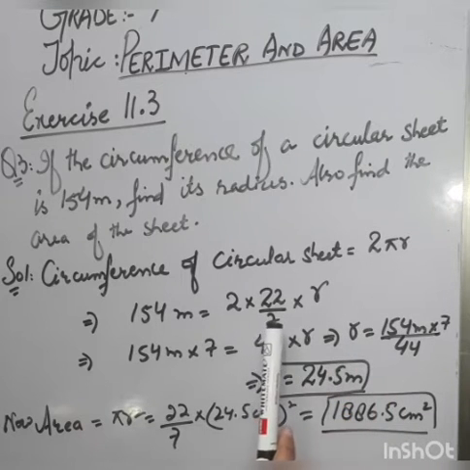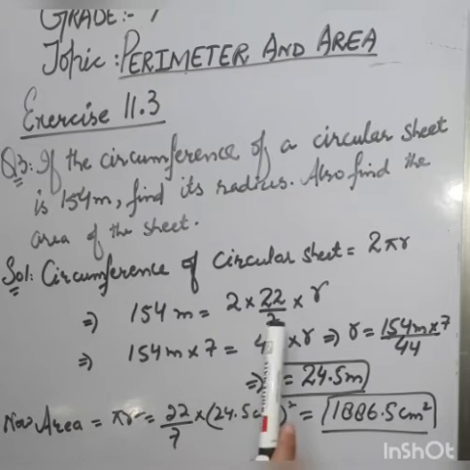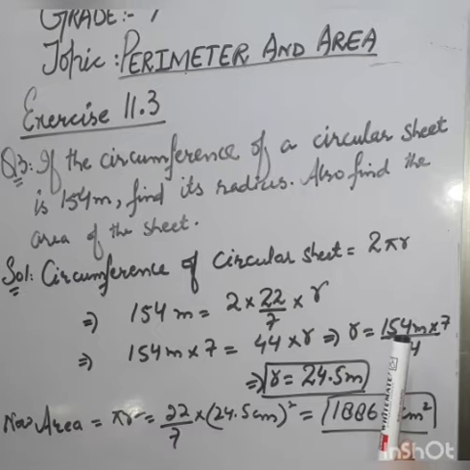Now this 7 is here in division, it will go into multiplication on this side. So 154 into 7 is equal to 2 into 22, which is 44, into r. So this radius r is equal to 154 meter into 7 divided by 44. And when you multiply these two and then divide that by 44, you will get 24.5 meters. So this is the radius.